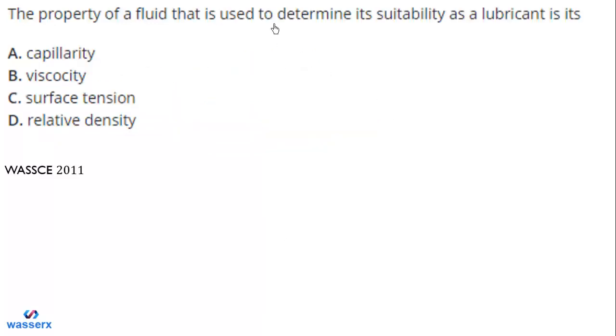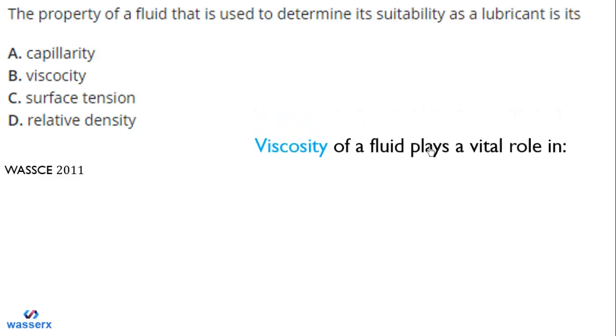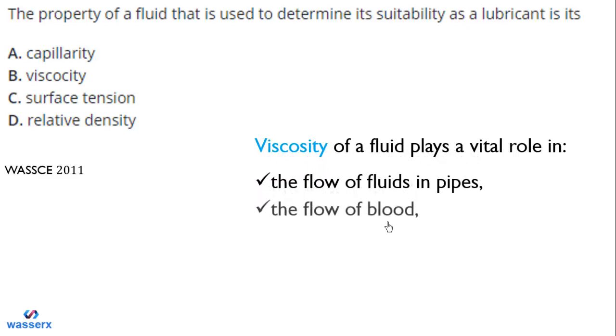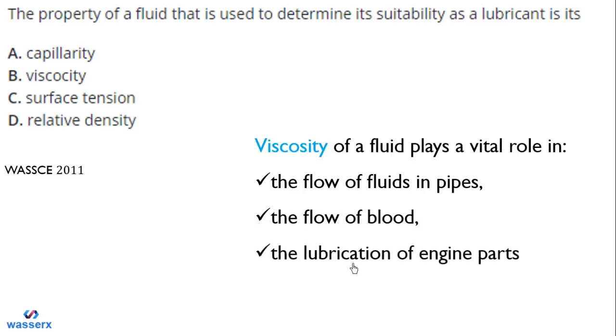Now let's look at another example. The property of a fluid that is used to determine its suitability as a lubricant is its... You recall that viscosity of a fluid plays a vital role in the flow of fluids in pipes, the flow of blood, and also the lubrication of engine parts. Therefore, the property of a fluid that is used to determine its suitability as a lubricant is its viscosity.